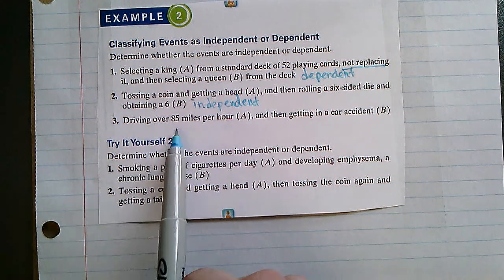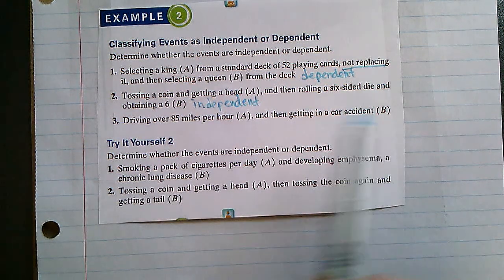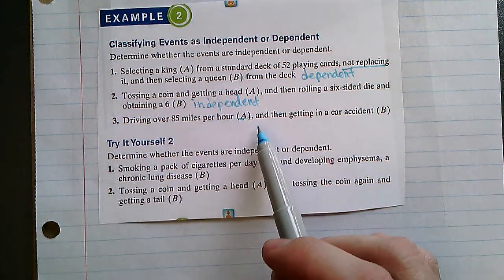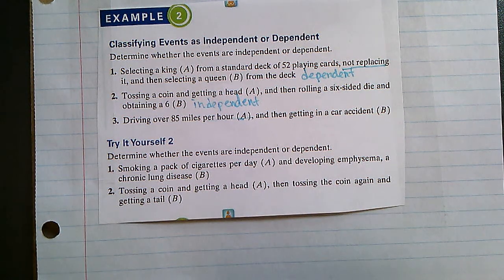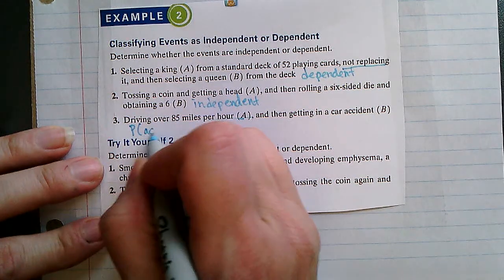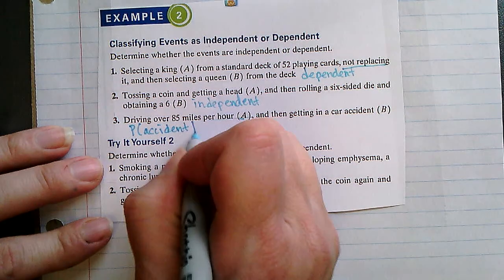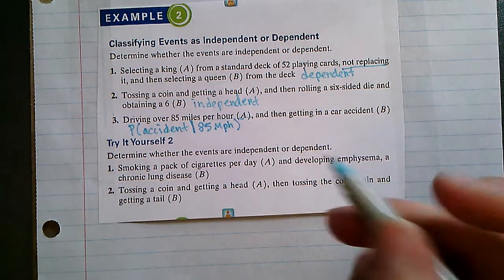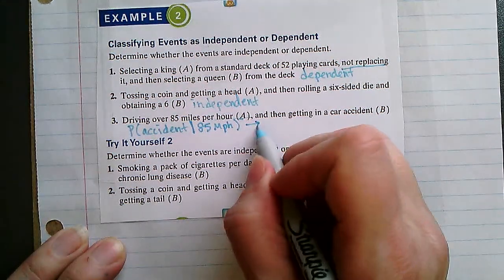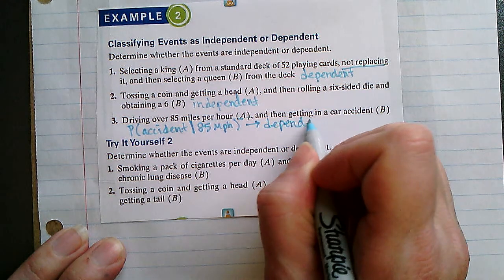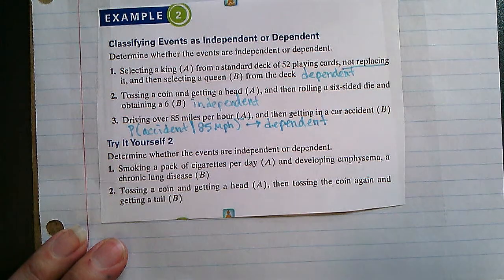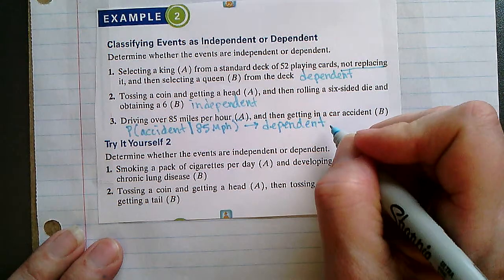How about driving over 85 miles per hour and then getting in a car accident? So if I first am driving over 85 miles per hour, do you think that that will change the probability that I get in a car accident? Well, let's see. The probability that I get in an accident, given that I'm going over 85 miles per hour. I'm going to say that these are dependent. And the reason I'm going to say they're dependent is because the probability of being in an accident changes based on your driving speed.